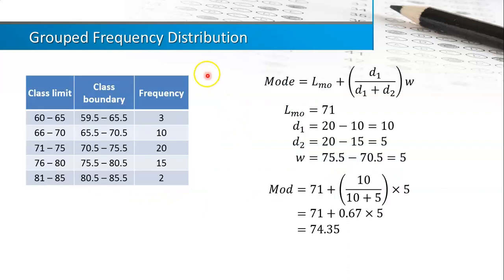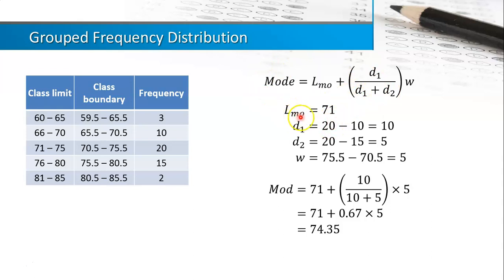Okay, so this is an example of how to calculate the estimated mode for a grouped frequency distribution. For example, here you have class limits, such as 60 to 65, 66 to 70, and so on. The class boundaries are also given here, and then there are the frequencies. For the first class limit, the frequency is 3, the second class limit will be 10, and so on. So this is the formula.